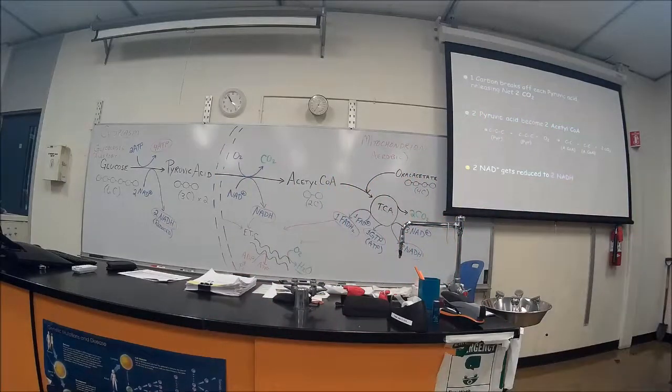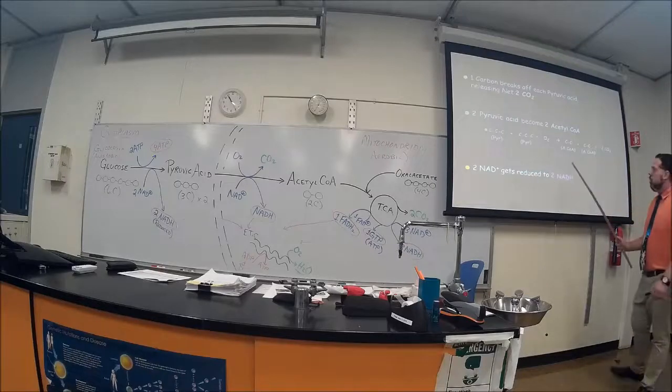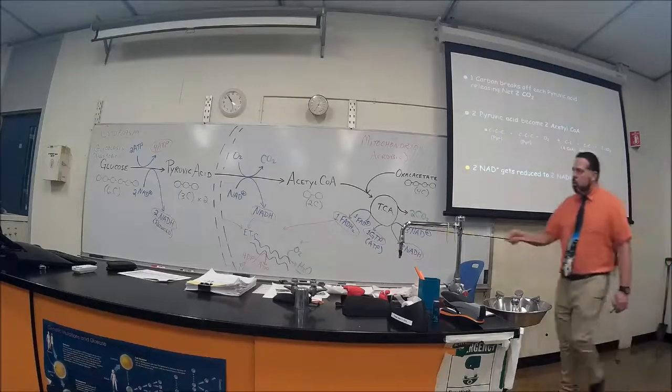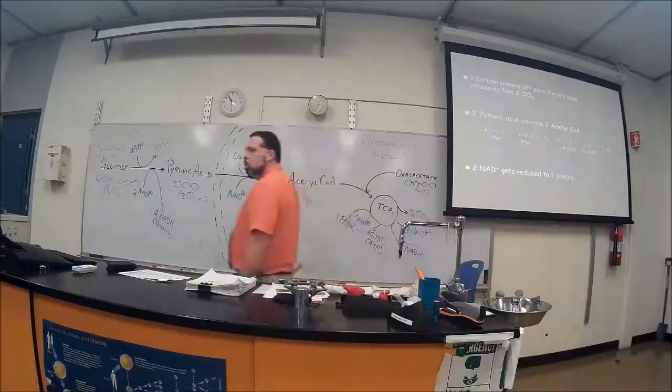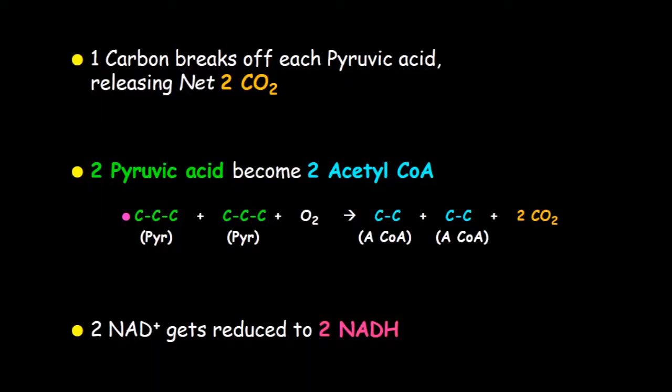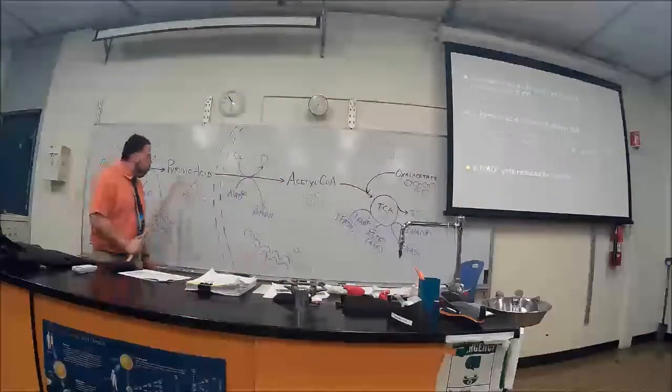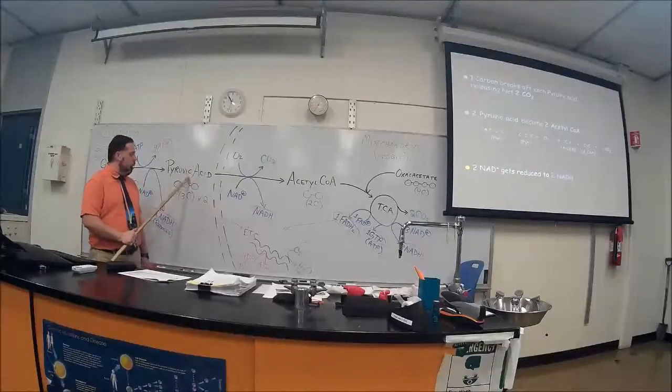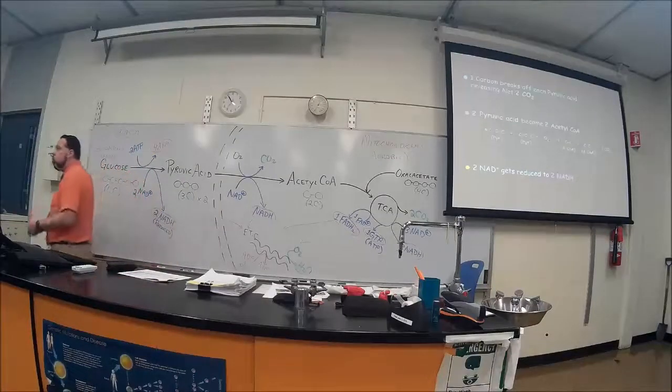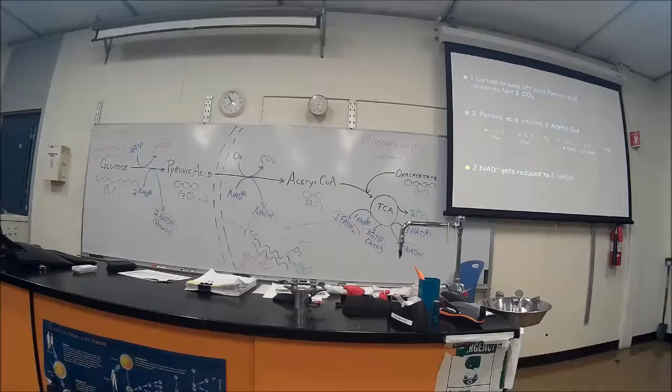Also, 2 NAD pluses get reduced to 2 NADHs, which are shown right here. Again, I'm only showing one, because I'm only talking about one pyruvic acid. So there's a total of 2 for a glucose molecule. Be careful on my exams when I say, what do you get from one glucose molecule? Whatever numbers you get, you have to multiply by 2 at those proper places.